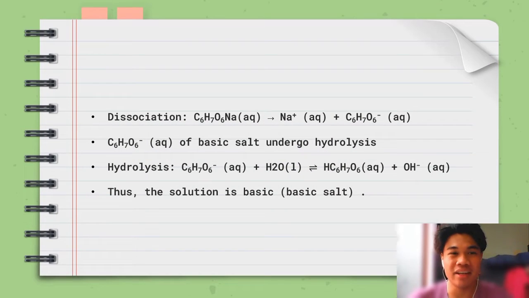Okay, in aqueous solution, sodium ascorbate dissociates completely to form the sodium ion and ascorbate ion. The ascorbate ion of the basic salt will undergo hydrolysis. The ascorbate ion will accept a proton from the water to form ascorbic acid and the hydroxide ion. Thus, we can conclude that the solution is basic.